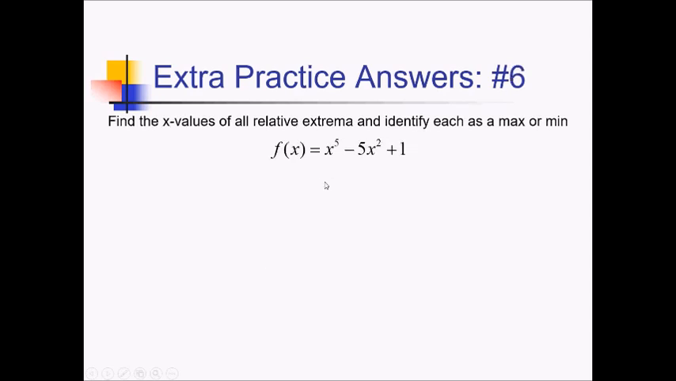For this problem, I'm trying to find relative mins and maxes for this quintic function. That's a word you don't hear too often, quintic, fifth power. So I need to know where f prime is changing sign. F prime is going to be 5x to the fourth minus 10x, and then that 1 is just a 0. So I'm going to set this equal to 0 and solve.